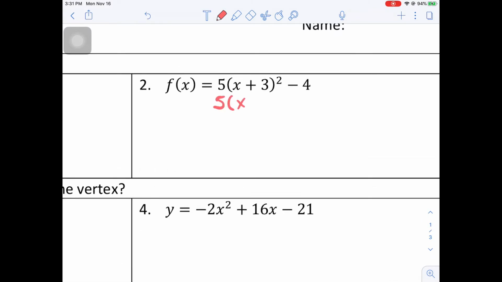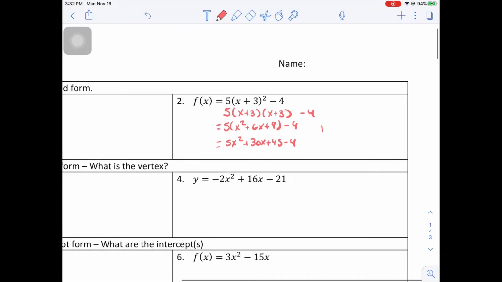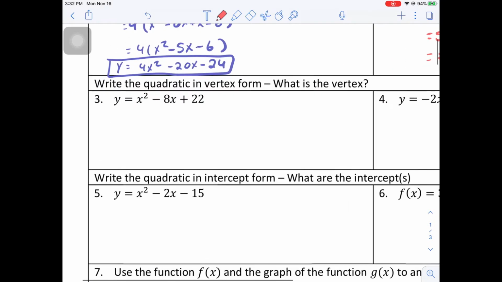For the next one, again, we're going to FOIL, but we first need to expand x plus 3 squared into x plus 3 times x plus 3, minus 4 on the end. So that's going to give us x squared plus 6x plus 9, and then with the 5 multiplied in, that's going to be 5x squared plus 30x plus 45 minus 4. So then the standard form here is going to be y is equal to 5x squared plus 30x plus 41. Okay, and that's because 45 minus 4.